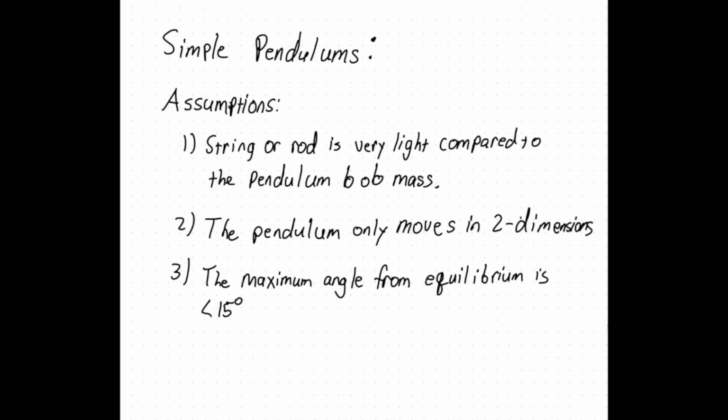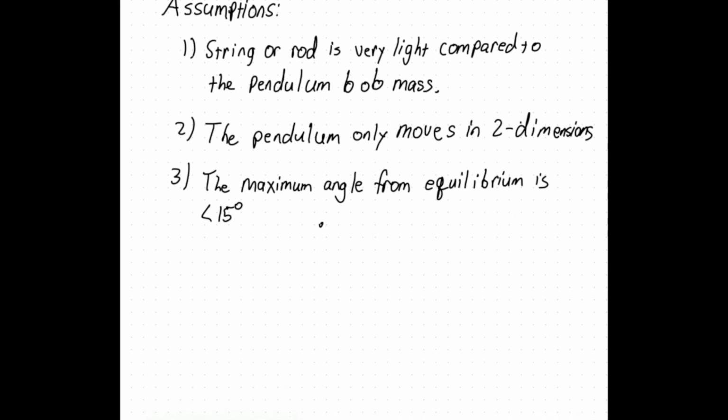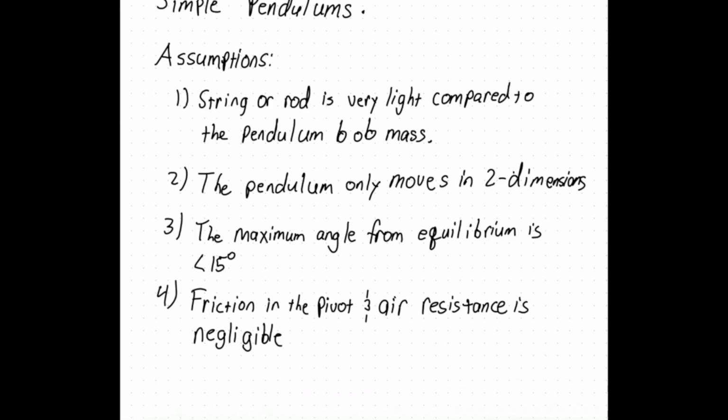The third assumption is that the maximum angle from equilibrium is 15 degrees. So if I have my object, I'm just going to draw a dashed line to represent the halfway point. There's my pivot, here's my rod or string and my mass. This angle here could be 15 degrees at most, and then this angle here could also be 15 degrees. And there's a reason for that, and we'll get to that in the next section, but we have one more assumption that we need to make. And that final assumption is that the friction in the pivot is negligible, and so is air resistance.